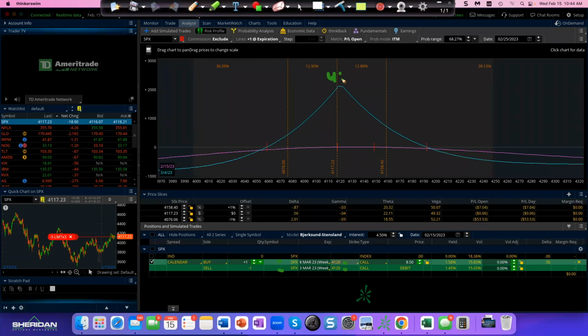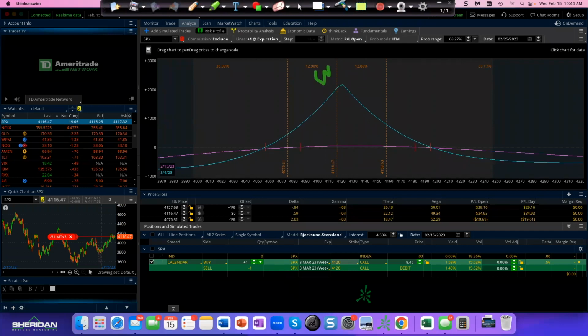The blue line is your graph at expiration in about 16 days. Your purple line is today. So over time, the purple graph will morph into the blue graph. I was going to say bluegrass. That's a different discussion. So we're at 41.20, and then you have these things.